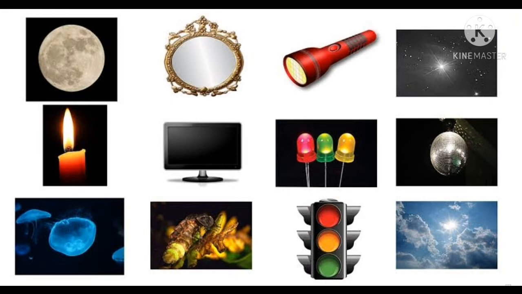Light is a form of energy. Light is essential for life to exist. Plants use the energy in sunlight to make food through the photosynthesis process. During the photosynthesis process, plants give out oxygen that we need to live.